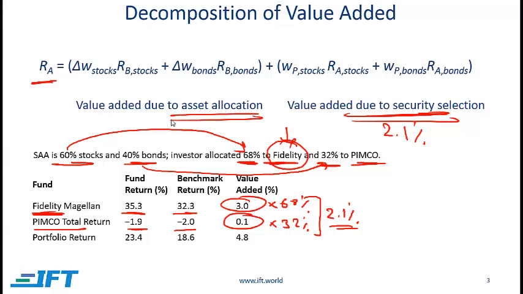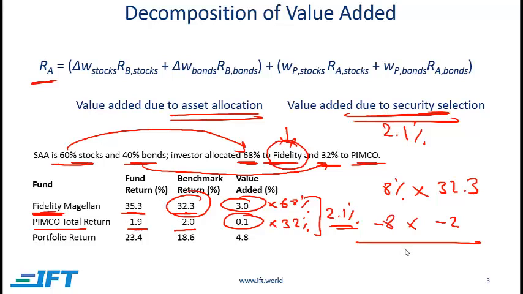What about the value added due to asset allocation? Here we had a plus 8% active allocation to stocks. This needs to be multiplied by the benchmark return of 32.3, and then minus 8% active allocation to bonds. This needs to be multiplied by minus 2 because that's the benchmark return. When we add, we get 2.7%. So the overall active return is 2.7% plus 2.1%, which is 4.8%.